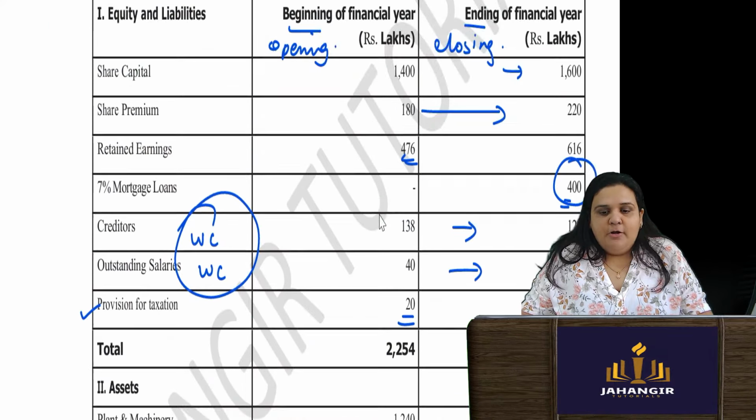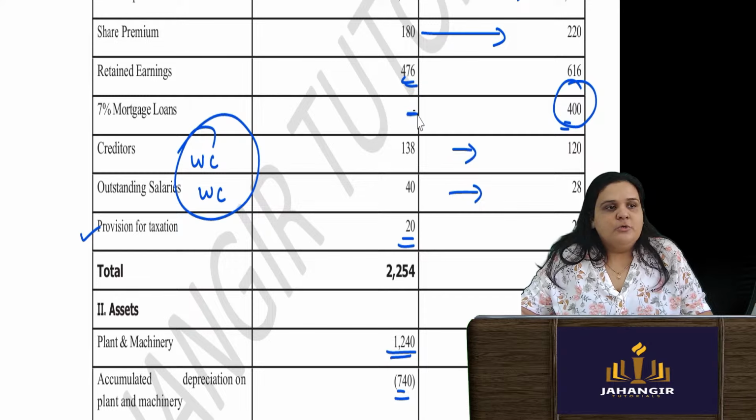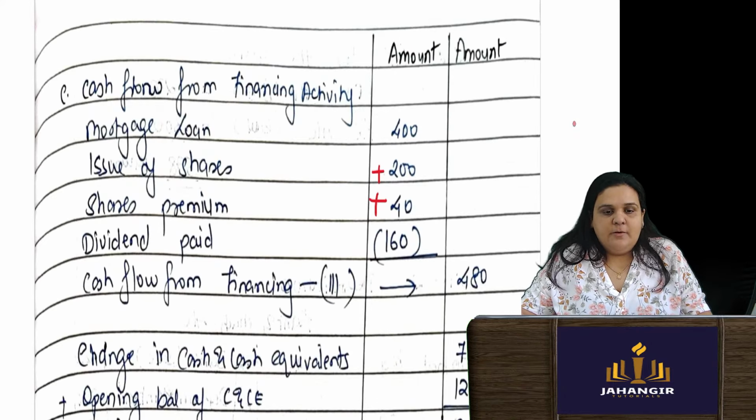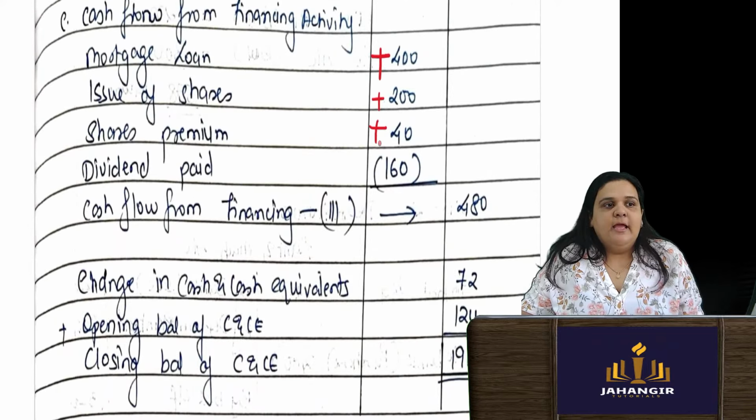Then there is a mortgage loan here. There was no mortgage loan before, but now it is there for 400 lakhs. So it is going to come in here. It will be positive. Money is going to come in. And dividend paid will be money going out.